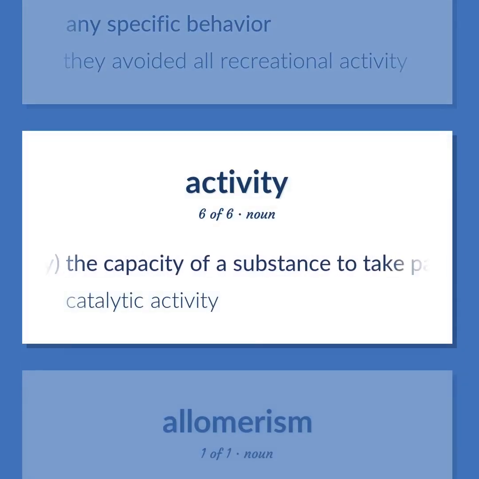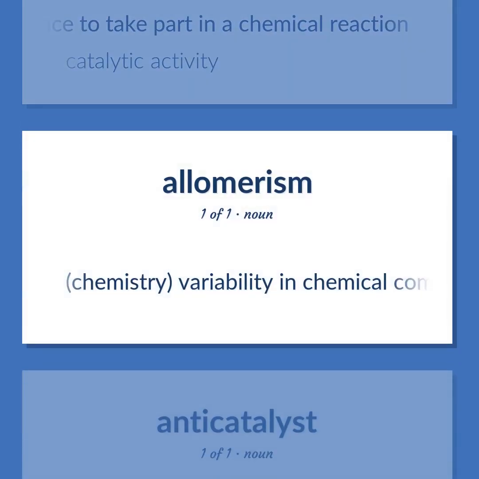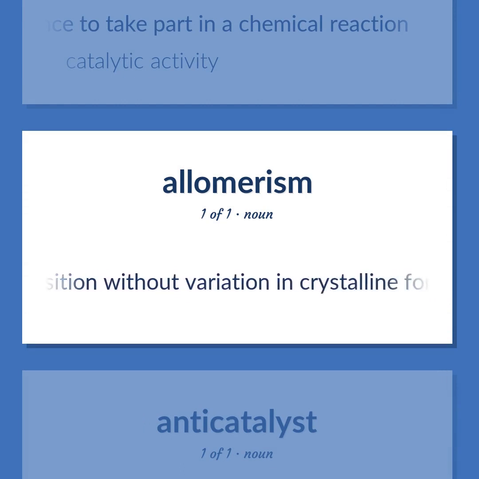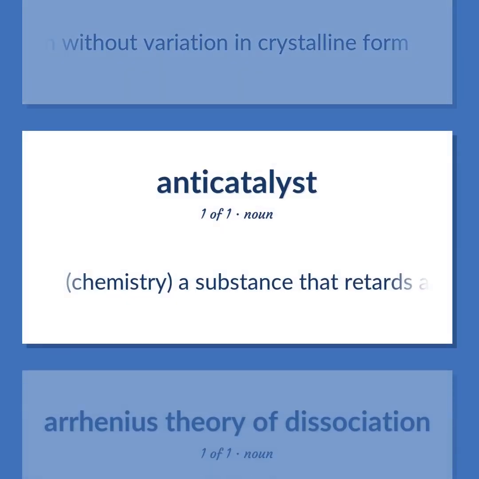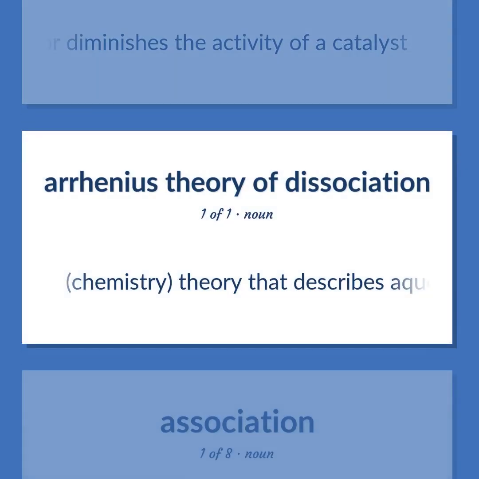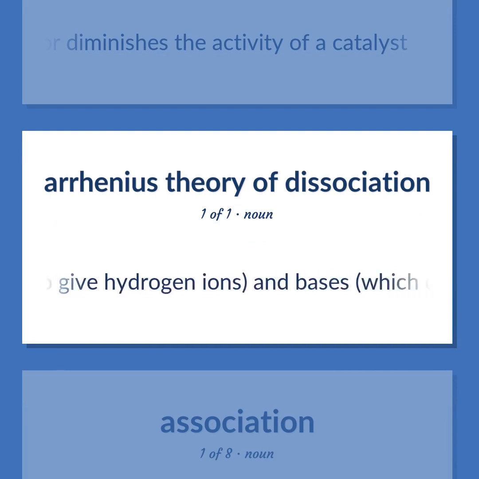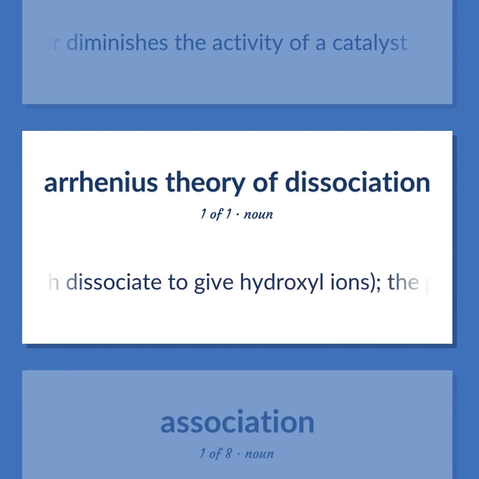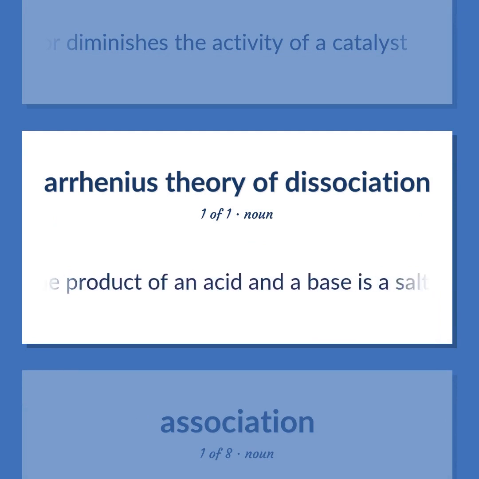Chemistry. The capacity of a substance to take part in a chemical reaction. Catalytic activity. Chemistry. Variability in chemical composition without variation in crystalline form. Chemistry. A substance that retards a chemical reaction or diminishes the activity of a catalyst. Chemistry. Theory that describes aqueous solutions in terms of acids, which dissociate to give hydrogen ions, and bases, which dissociate to give hydroxyl ions. The product of an acid and a base is a salt and water.